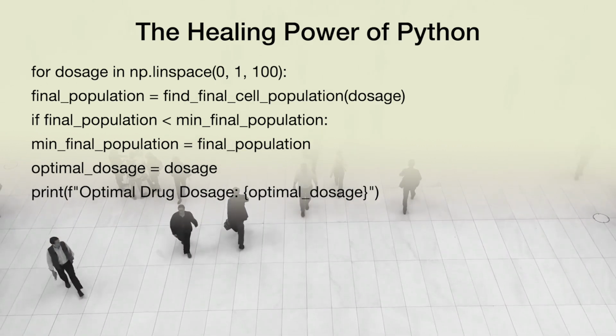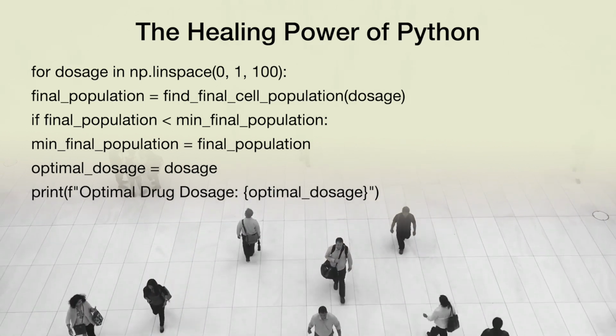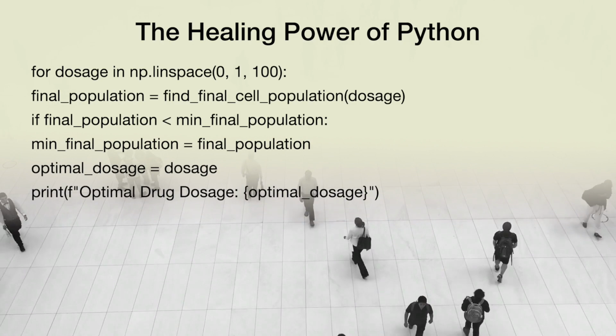It's so simple. Don't get into the fraction figure of it. When we say the final population is less than the minimum final population, it gets updated. So we are iteratively trying to find it. In the end, what we are finding is optimal dose is equal to doses.